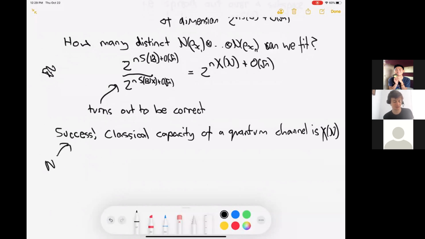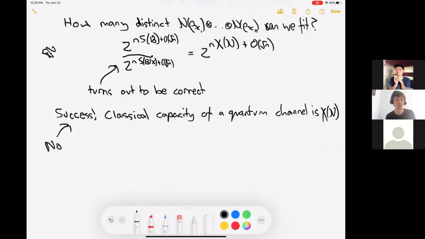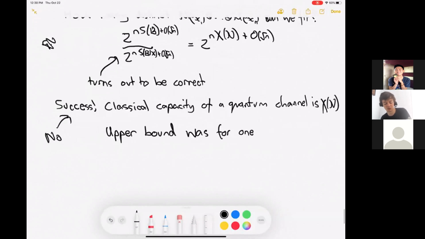Unfortunately, still not quite right. Because when I proved the upper bound of how much information you get through is just the Holevo information χ(N), there's a bit of pulling wool over your eyes, because we were only looking at one use of the channel, right? We weren't considering the situation where you can use lots of copies of the channel and you want to know the rate at which you're sending information through per copy.